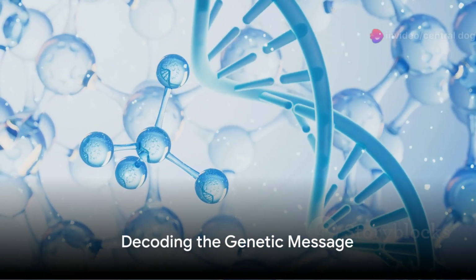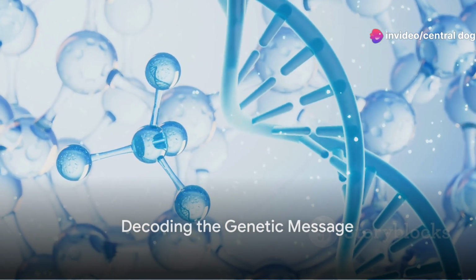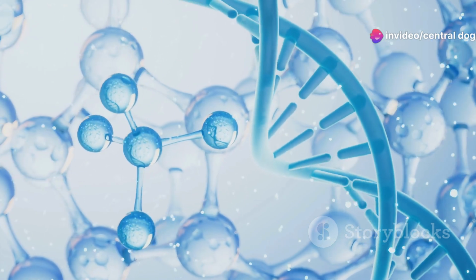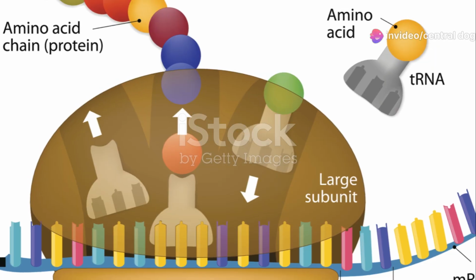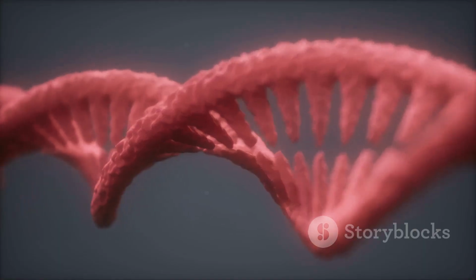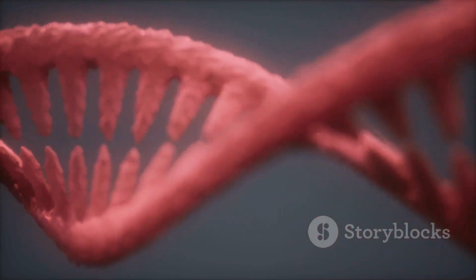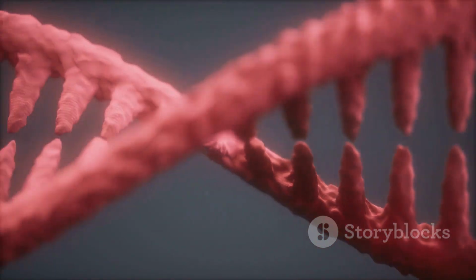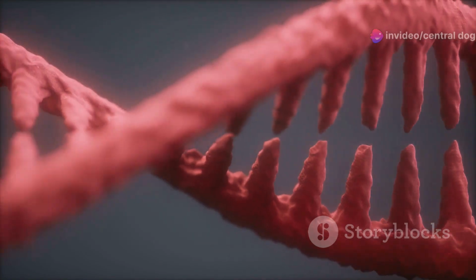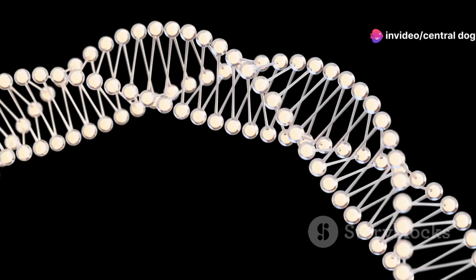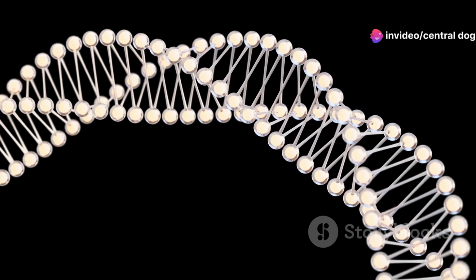With our messenger RNA in hand, it's time to decode its message through translation. But what does this mean exactly? Well, translation is the final and perhaps the most fascinating step of the central dogma. Here, the genetic information carried by the messenger RNA, or mRNA, is decoded into a language that cells can use to build proteins.